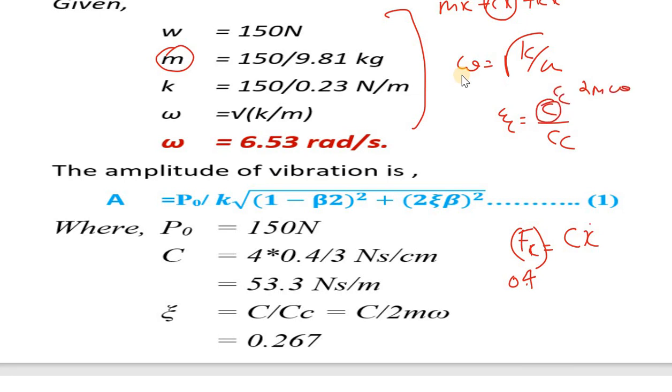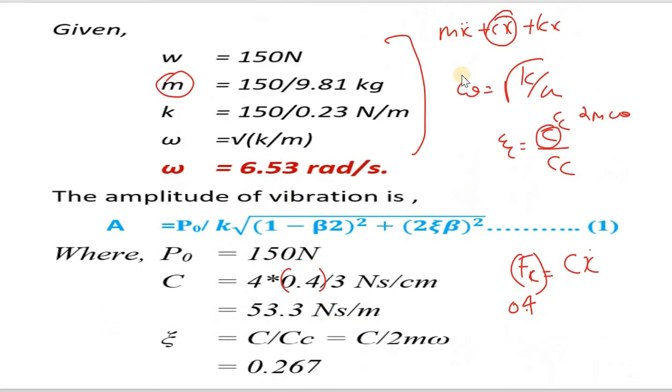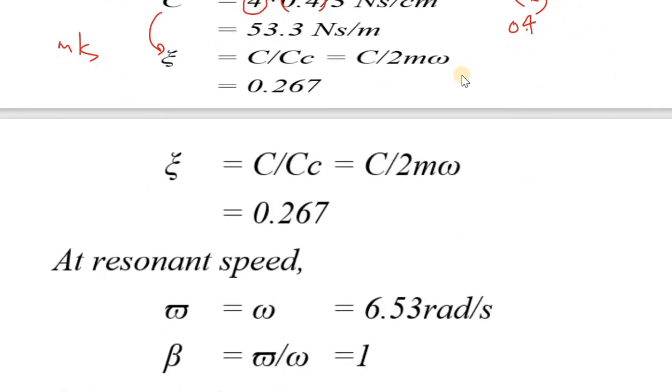Here you can see 0.4 divided by velocity, which is already given as 3 centimeter per second. You need to convert it to meter, or conveniently convert into meter per second. So it is 3 here. Then why is there 4? Because there are 4 springs. From this I can find out what is C, and from C I can find out what is theta. Again, just substitution I can find out.